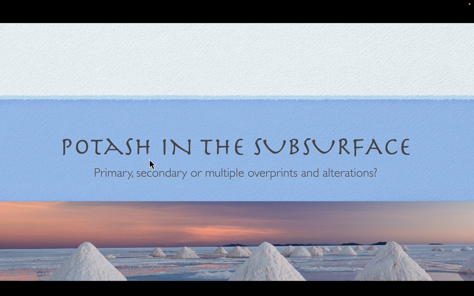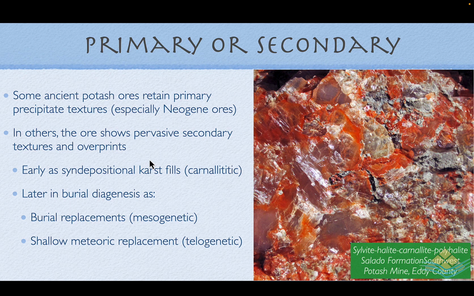What we tend to see with potash is varying combinations of primary, secondary, but also multiple overprints and alterations that can take place via incongruent dissolution and pervasive recrystallisation in the subsurface. Now, there are certainly some ancient potash ores that retain their primary precipitate texture, and this is especially so when we look at Neogene ores. The Navarra potash, for example, shows excellent preservation of the depositional architectures, including the halite reefs separating the potash laminites.